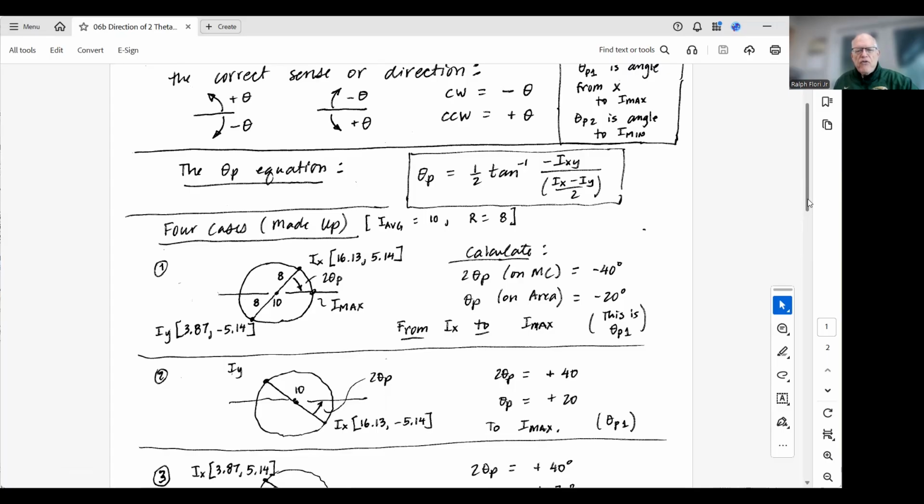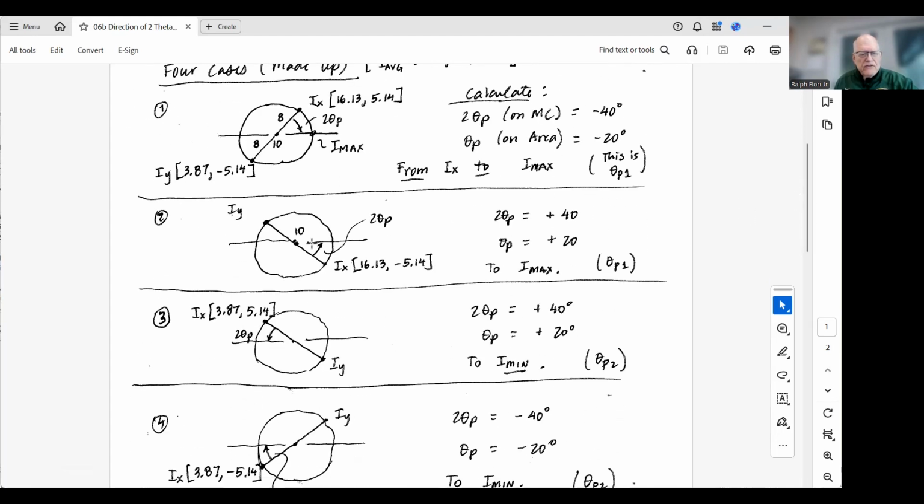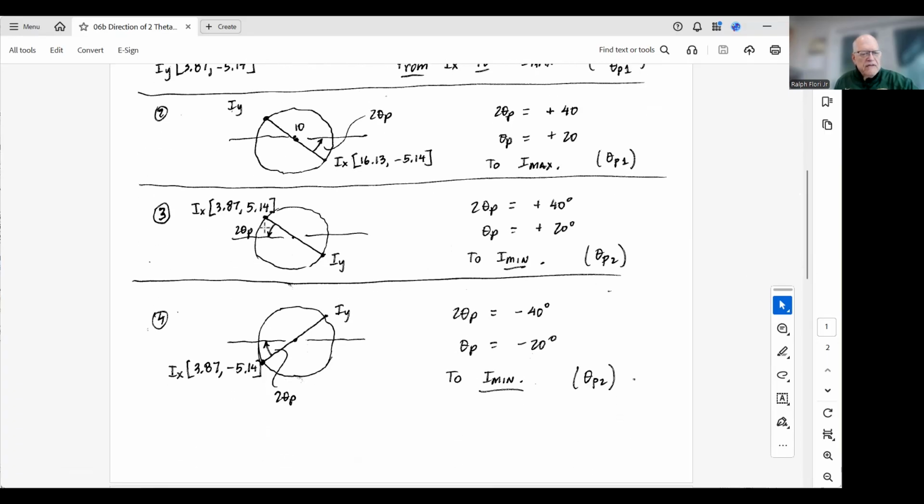So I made up 4 cases. And so these are 4 different Mohr circles. For all the cases, I average is 10, is the center. In all the cases, the radius is 8. In all the cases, basically the 2 theta p is 40 degrees, or theta p is 20 degrees. And so I plotted one with Ix in the upper right, one with Ix in the lower right, one with Ix at the upper left, and one with Ix in the lower left.